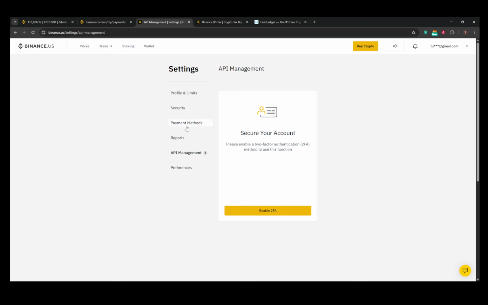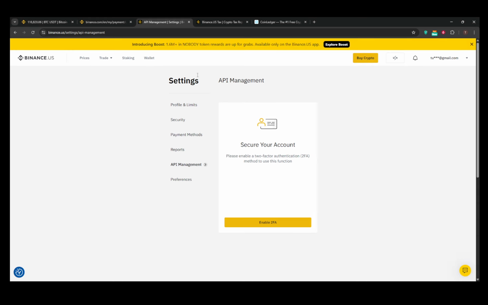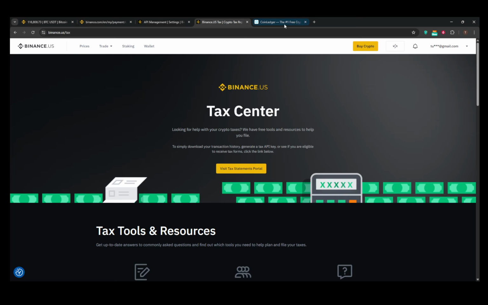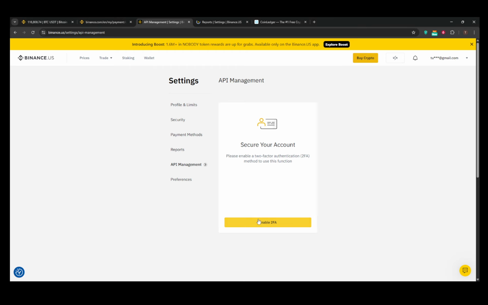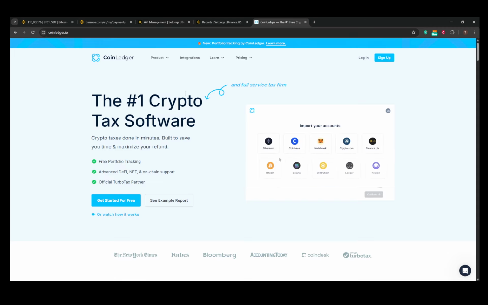The next phase involves streamlining your tax reporting, which can significantly simplify the entire process. To do this, generate a tax API key within your Binance US account settings. This key is a useful tool that allows integration with various tax software solutions. Platforms like CoinTracker, CoinLedger, and CryptoTax Calculator are some excellent options in this space. By integrating the API key with these platforms, they can automatically import your transaction data. This automated process not only saves time, but is also conducive to accurately calculating your tax obligations without manual entry errors.